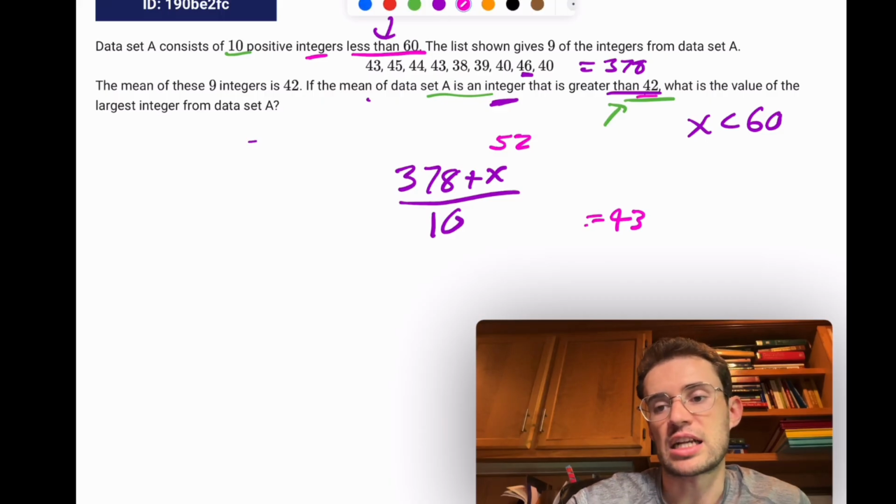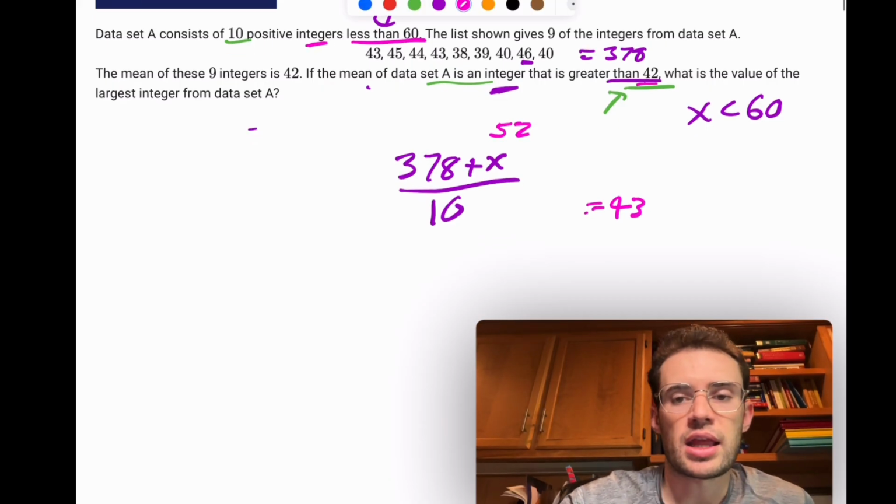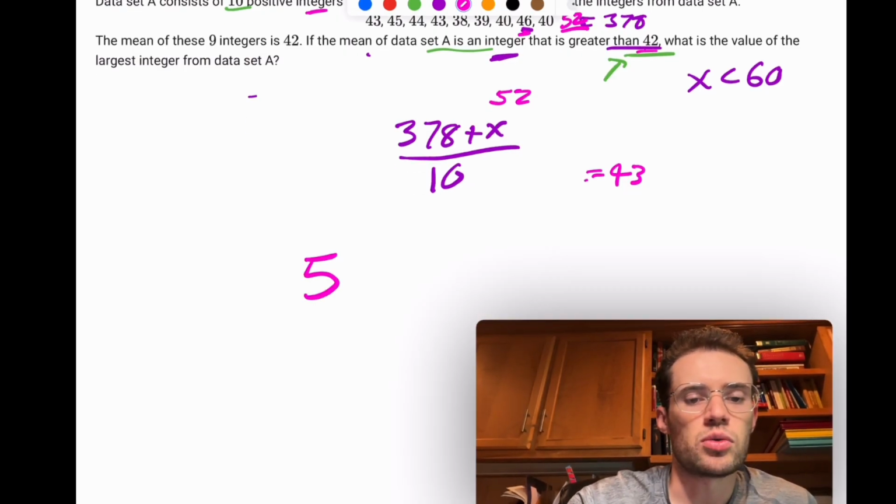So that would not satisfy the fact that x is less than 60. So we know that 10th integer has to be 52. 52 is bigger than all the other values. The next biggest was 46. So 52 would be your answer there.